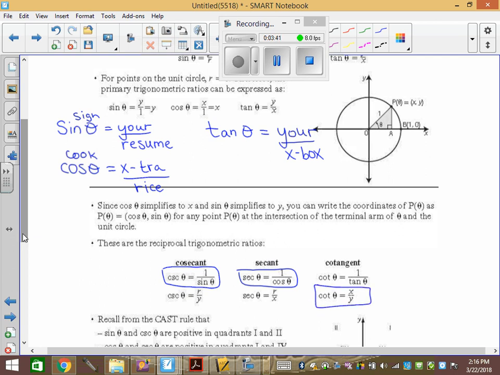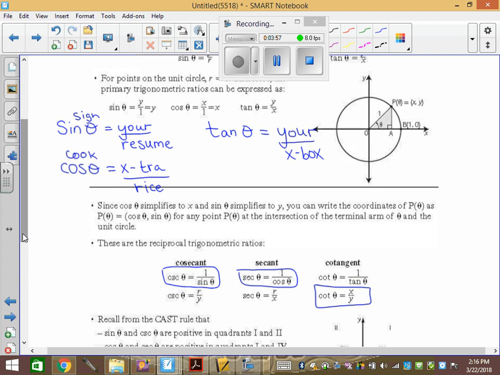So you don't really need to memorize those ones, right? As long as you have the top 3 memorized, the bottom 3 happen really easily. And if you forget which one goes with which, remember the formula sheet tells you. Cosecant 1 over sine, secant 1 over cos, cotan 1 over tan. It's actually on there. Okay?